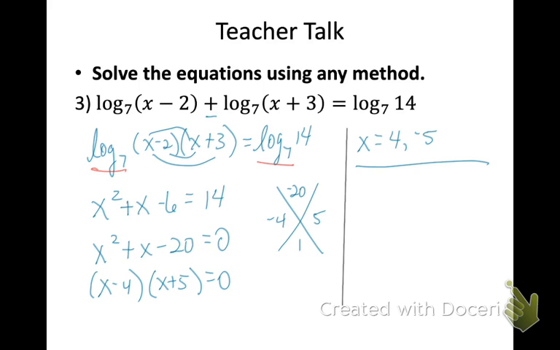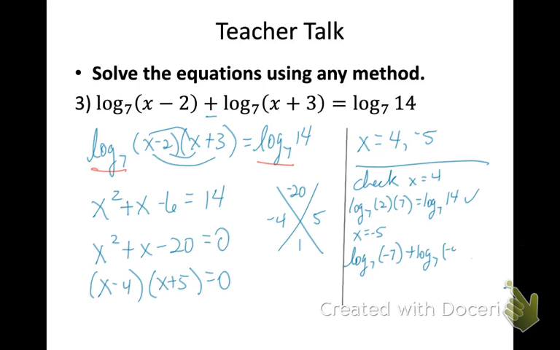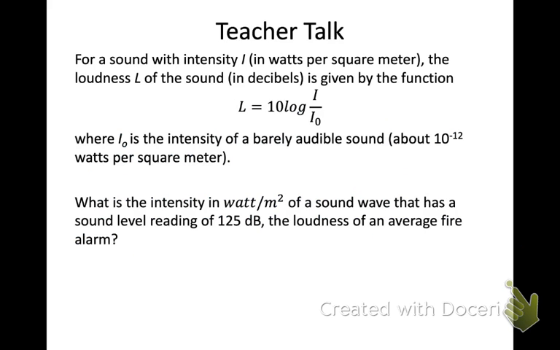Now I need to plug those in to check those, and I'm going to go all the way back to the original. So log base 7 of 4 minus 2 is 2. Log base 7 of 4 plus 3 is 7. Log base 7 of 14, that checks. When I plug in negative 5, however, right away I get log base 7 of negative 7. And then log base 7 of negative 4. And I cannot have log values that are negative. So only x equals 4 will be a solution.